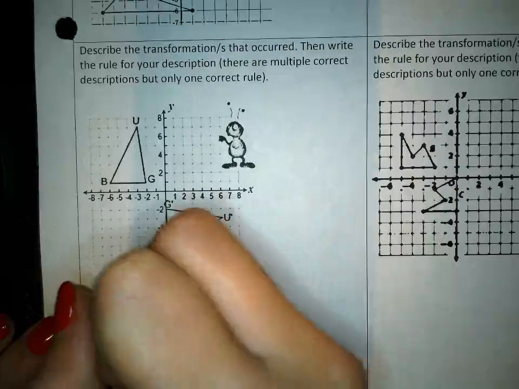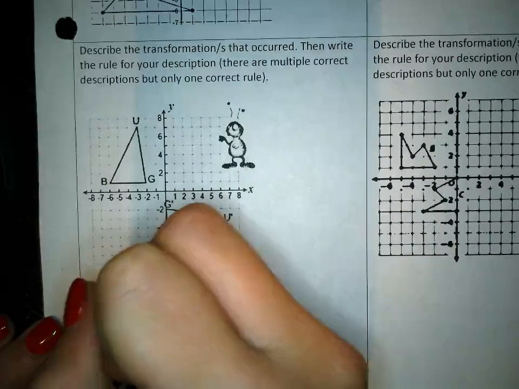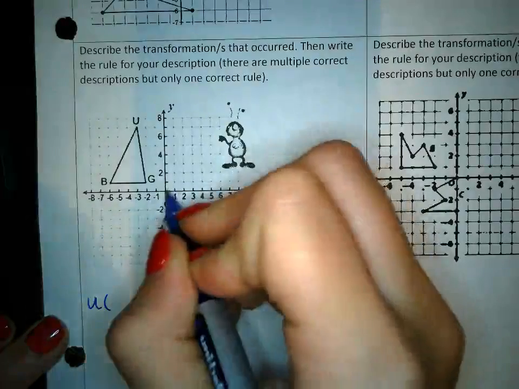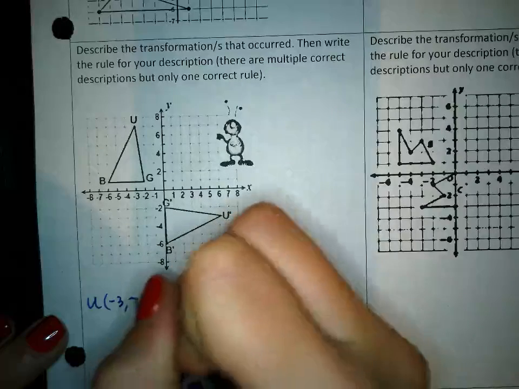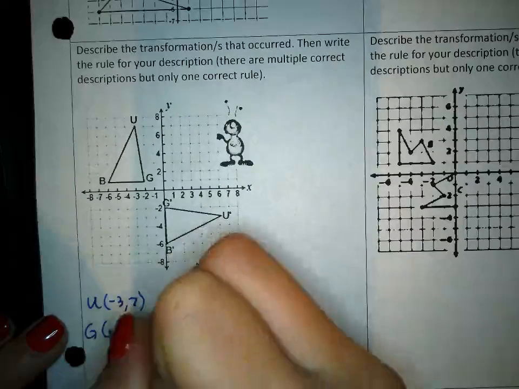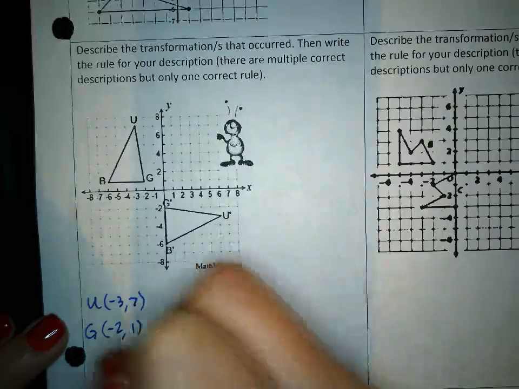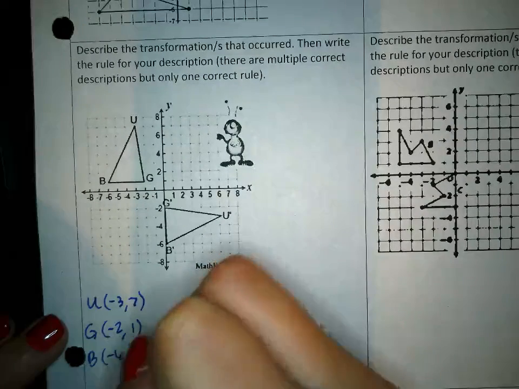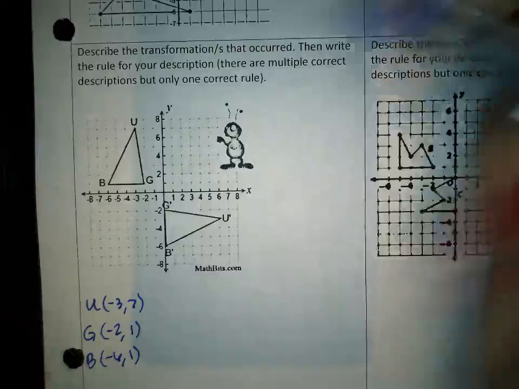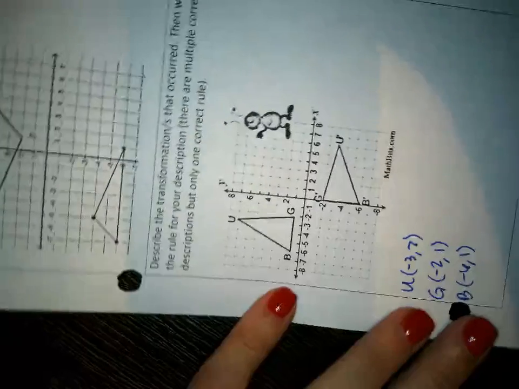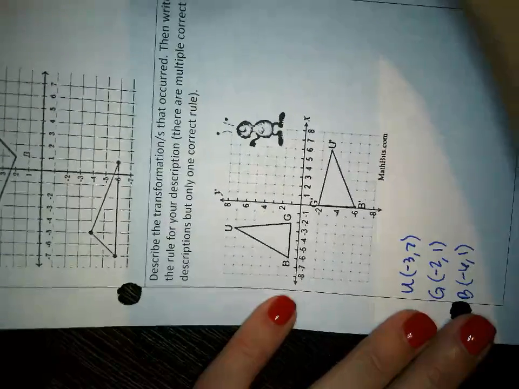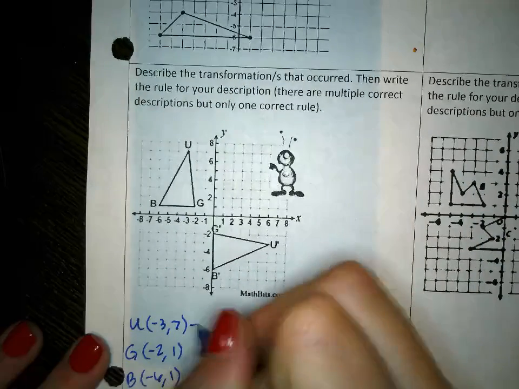Let's start with just listing the original coordinates. Let's see, U is at -3, 7. G is at -2, 1. B is at -6, 1. All right, so what I'm going to do is I'm actually going to turn this thing counterclockwise 90 degrees, and then I'm going to go for a reflection over a vertical line. So let's go ahead and try that right now.